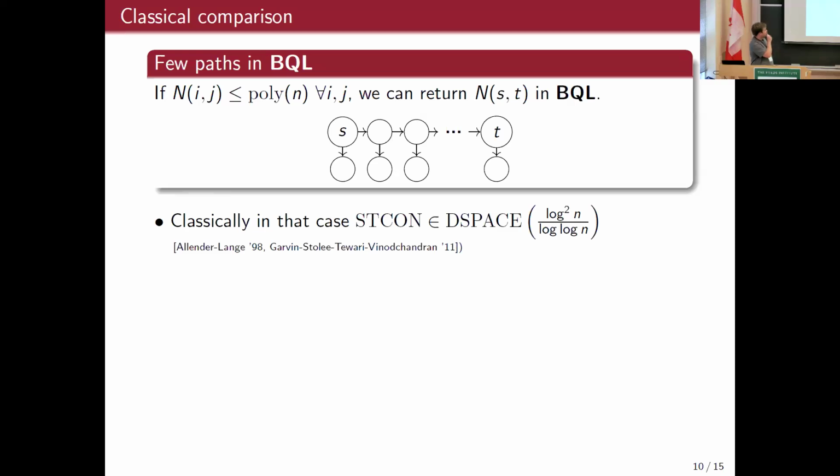Okay, and for context, these path restrictions have been studied before. The best known classical bound for deciding s-t connectivity, so not counting the paths, was given by Allender and Lange, and the algorithm was slightly generalized by Gavinsky, Tewari, and Vinodchandran. Their algorithm runs in space log squared n over log log n. So recall Savitch gives log squared n, so they slightly beat Savitch in that case.